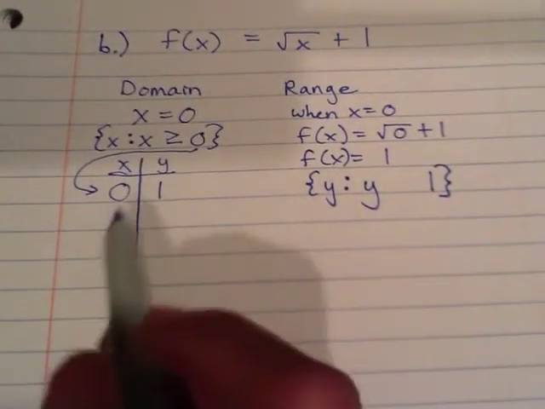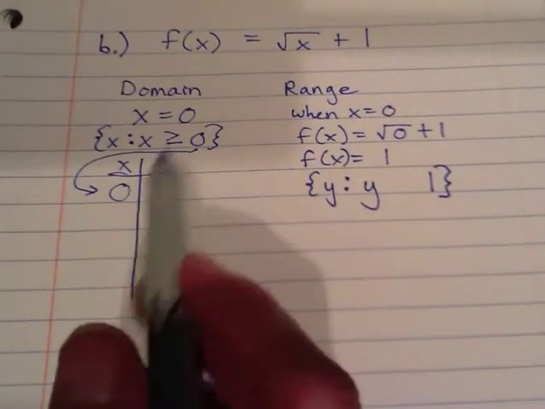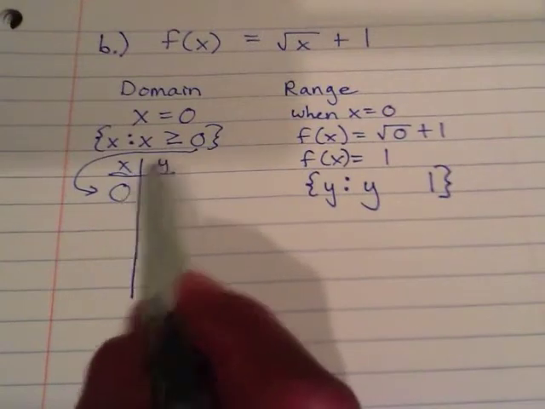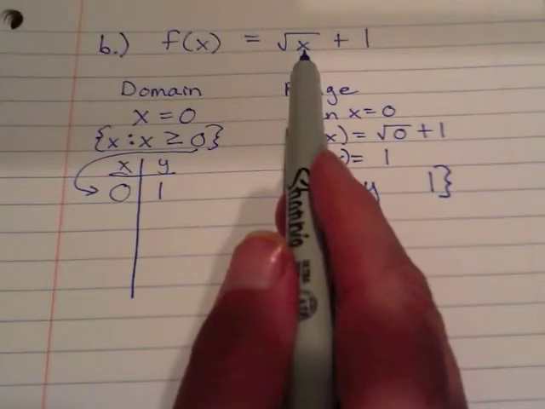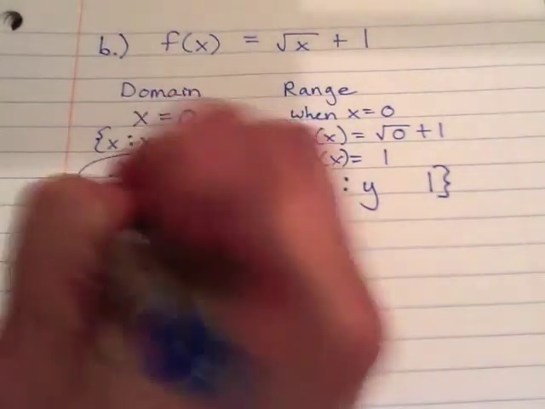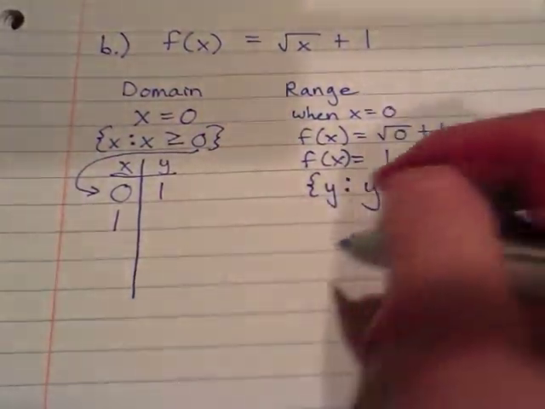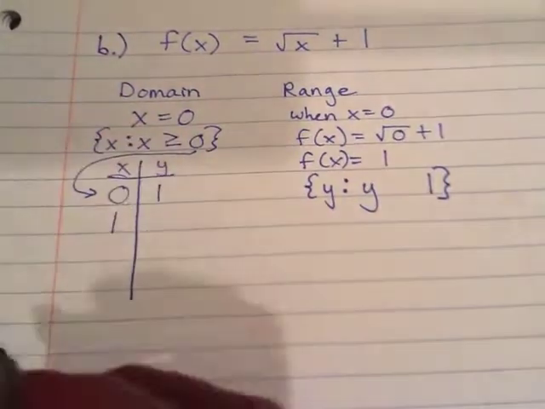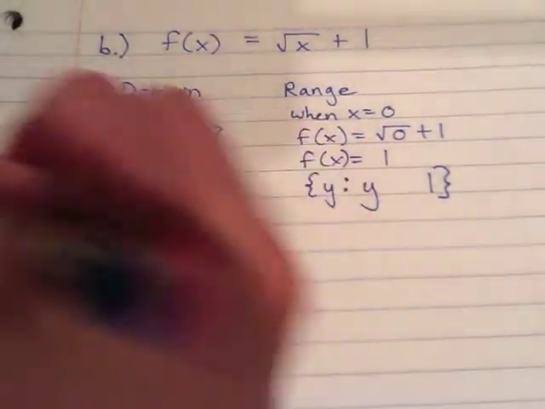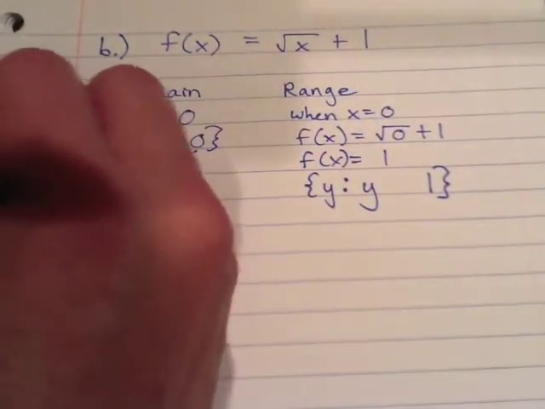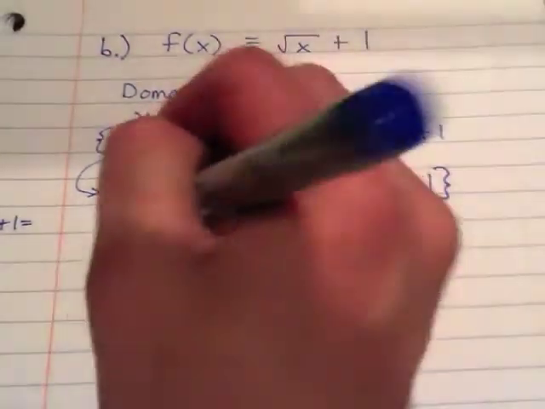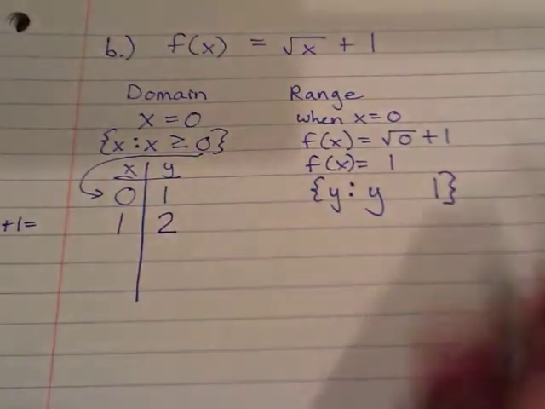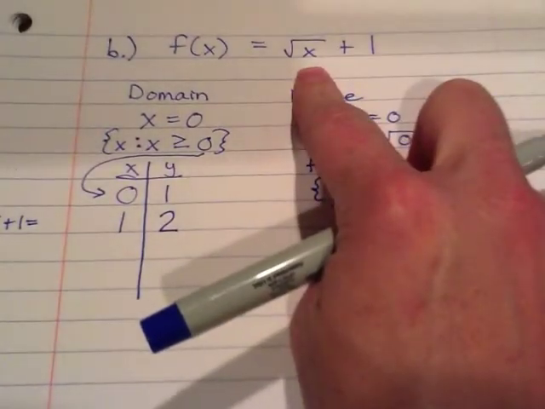So now I'm just going to pick any values greater than or equal to 0. I already chose 0, so I'm going to pick other values. Remember, you want things that are perfect squares, like 1 would be really easy to plug in here. So now I solve for it, plug in 1: the square root of 1 plus 1, square root of 1 is 1, so 1 plus 1 is 2.